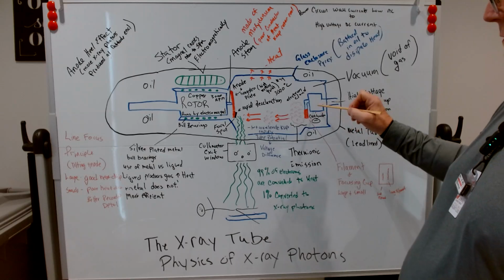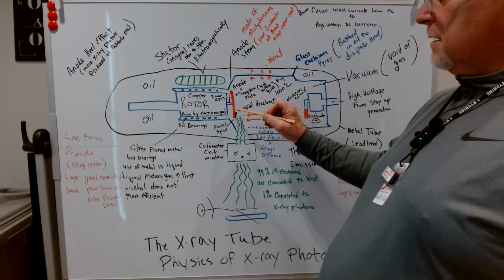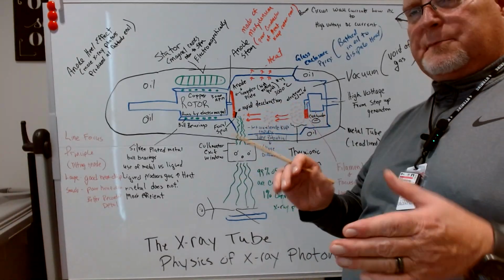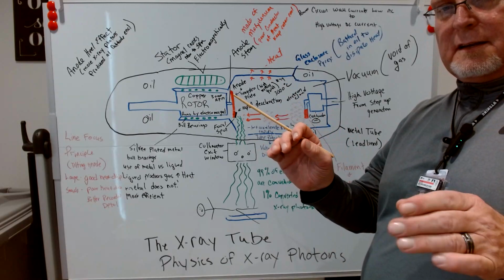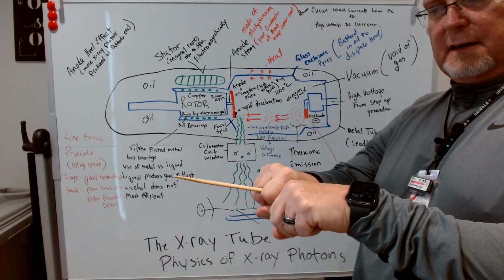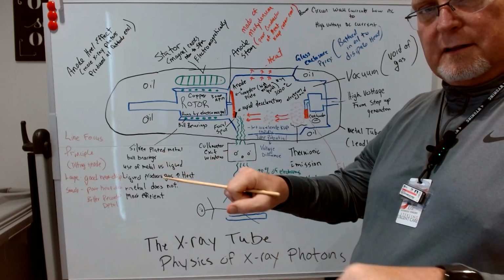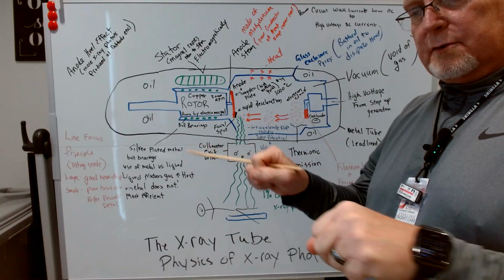Now, you'll note that the cathode is negatively charged and the anode is positively charged. So what happens between negative and positive, right? Negative and positive attract. Negative and negative repel. Positive and positive repel. Negative and positive attract.